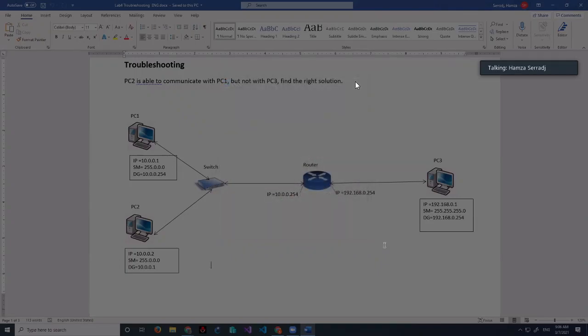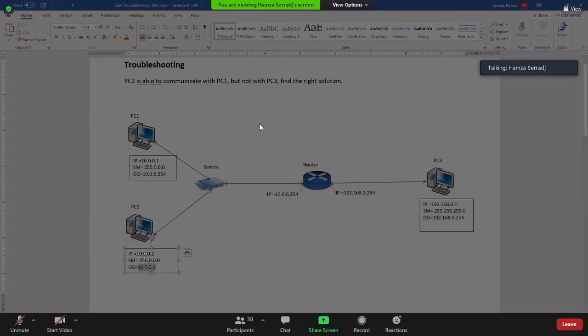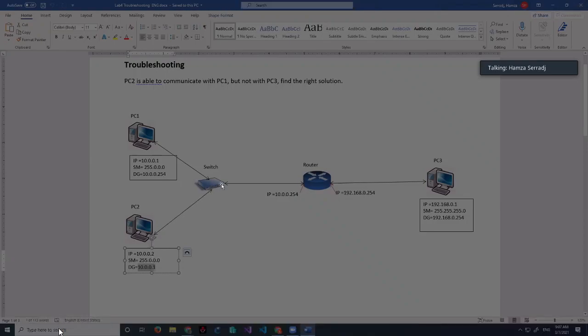PC2 default gateway. That's good, right? Default gateway of PC2. As you can see here, it's not pointed to the right default gateway like this one. So of course he will not be able to talk through the router, because this is the address that should be here, 254, right? Is it correct in this side? Yes, 254, 254, right? All is good.